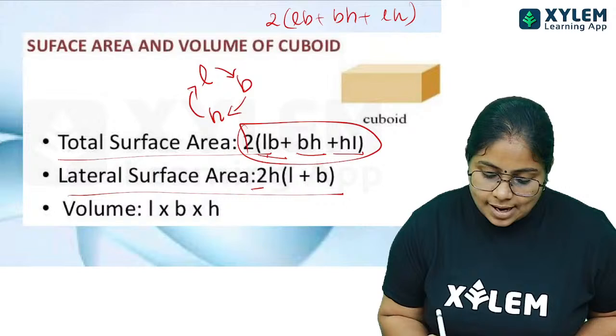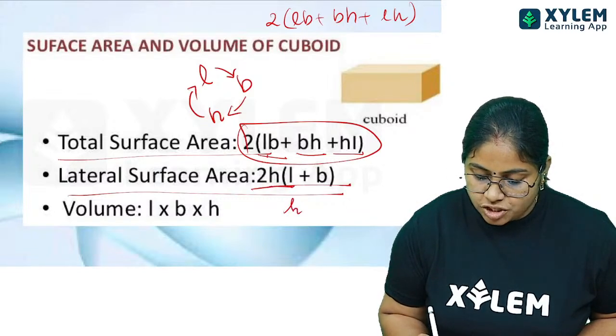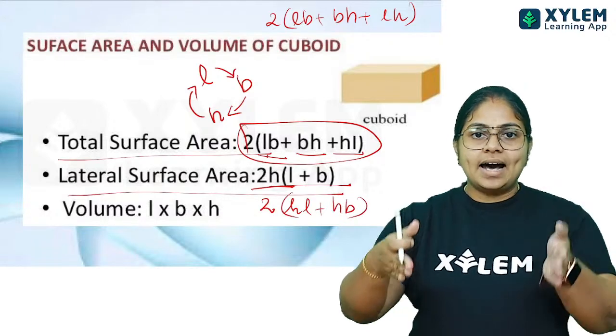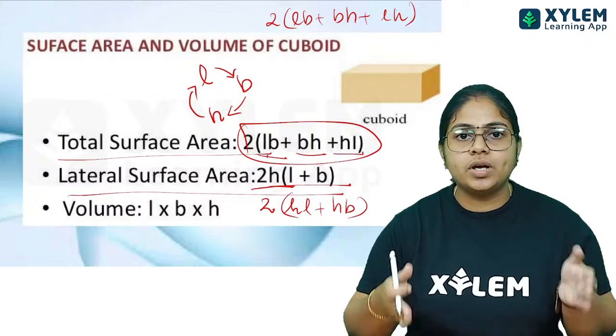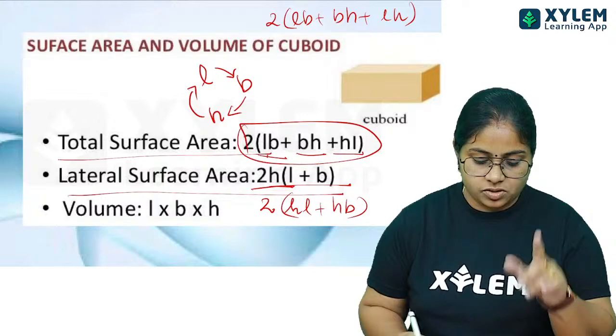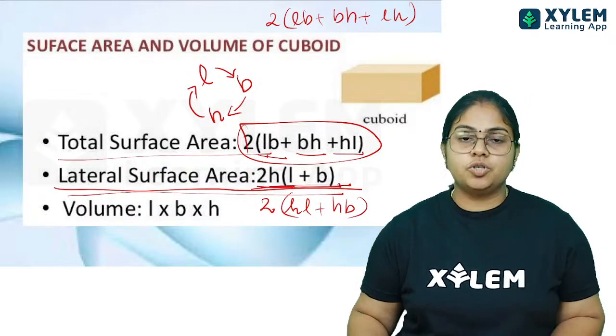Okay, so its lateral surface area is H into L plus H into B into 2. There are 4 sides here, so 2 into LH, and similarly BH, both sides will be there. So the lateral surface area is equal to 2 into H into L plus B.